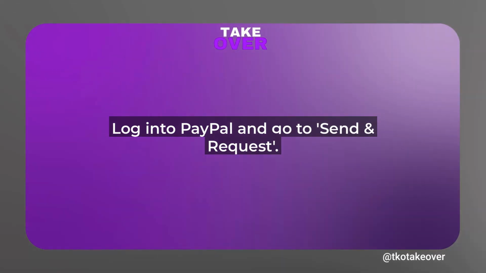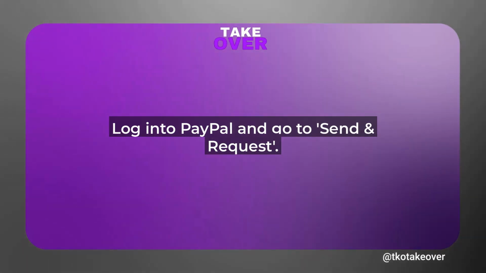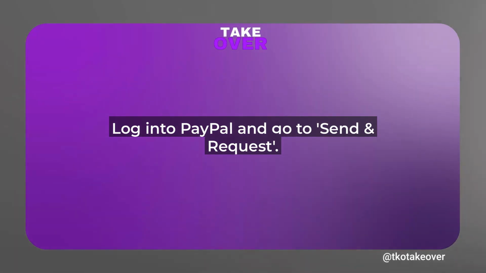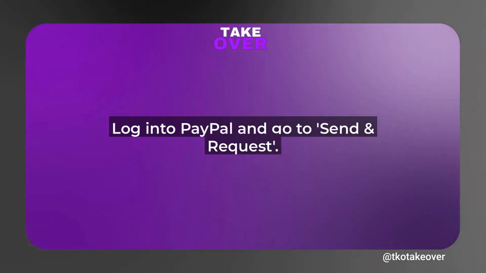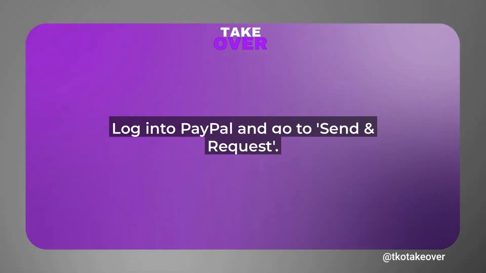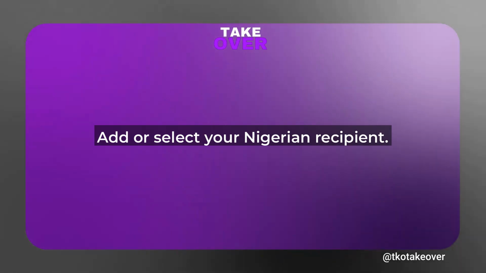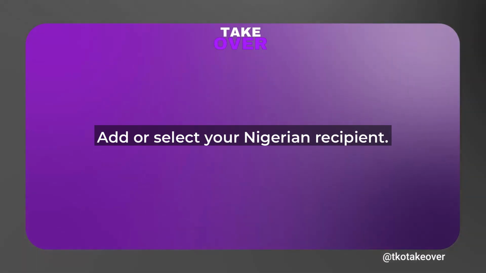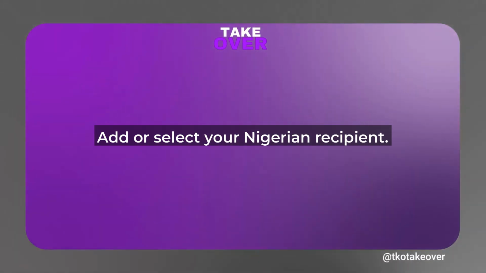Step 1. Log into your PayPal account on the app or website. Once you're in, head to the Send and Request section. Here, you'll see an option to add a new recipient or select an existing one. If it's a new transfer to Nigeria, enter the recipient's email or phone number linked to their PayPal or bank account.